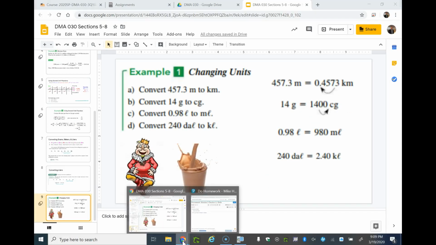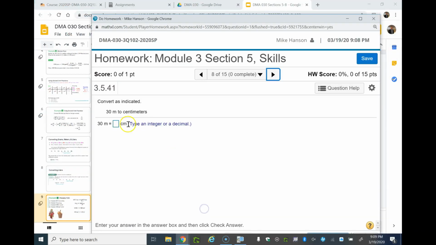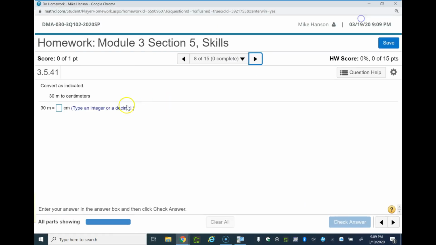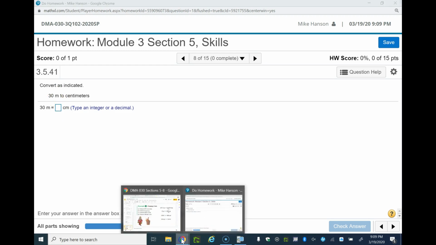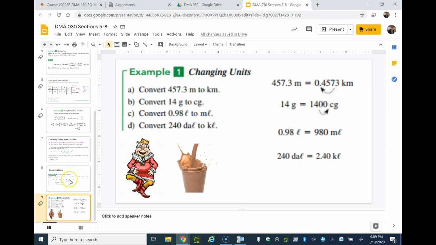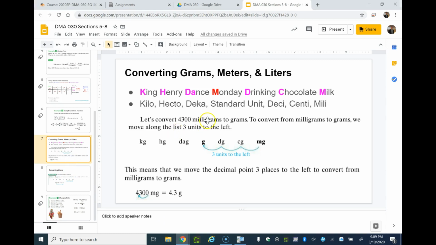So I'm going to move over to My Math Plus and show you how each one of these problems works. Here we're going from meters to centimeters. If you look at the chart, how many times do we need to move, and what's the direction we need to go? So we're going from meters to millimeters. We go 1, 2, 3, to the right 3 times.